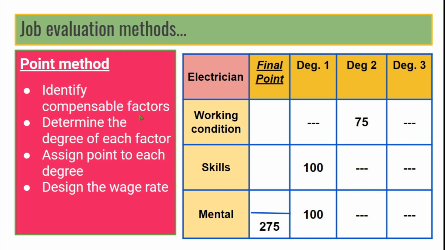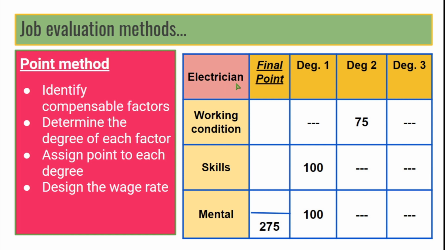For example, in the figure on your right, we have taken 3 compensable factors, namely working conditions, skills and mental ability, and 3 degrees of each factor are created. Let's say degree 1 says very tough, degree 2 says tough, and degree 3 reflects average conditions or skills required. Alright, the figure represents point method for evaluation of job of an electrician.